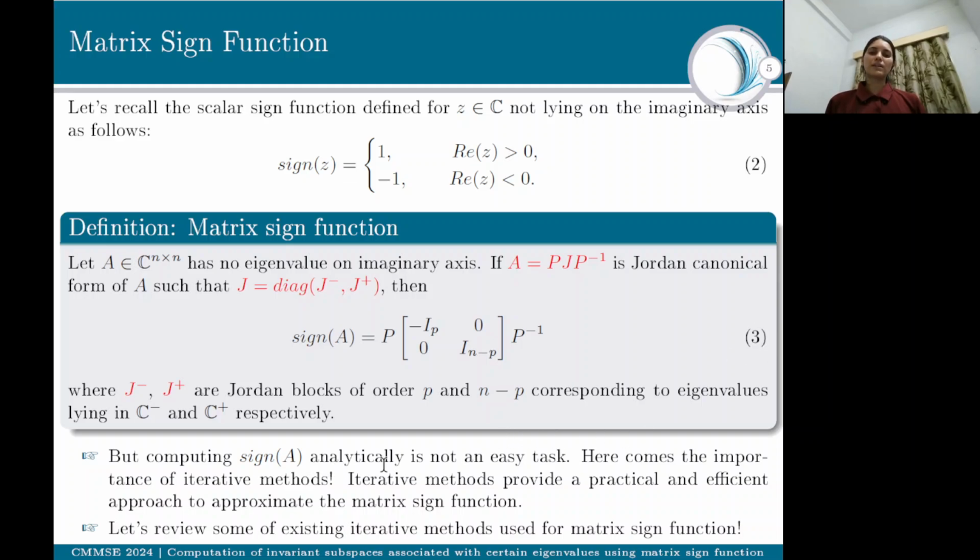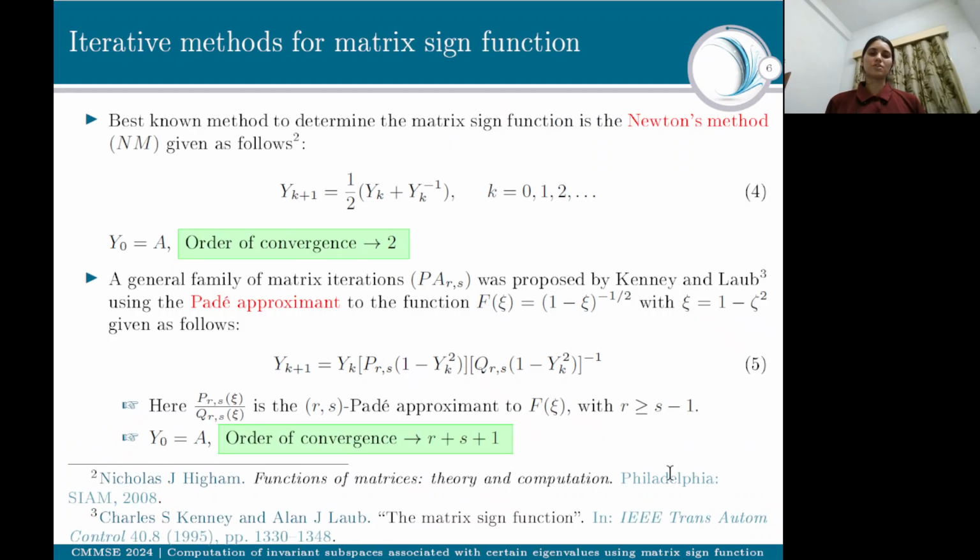But computing sign of A analytically is not an easy task. Here comes the importance of iterative methods. Iterative methods provide a practical and efficient approach to approximate the matrix sign function. Let's review some of the existing iterative methods used for the matrix sign function.